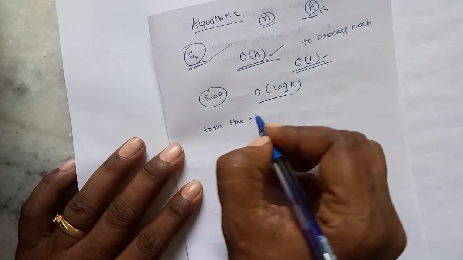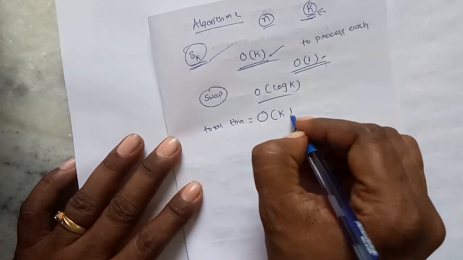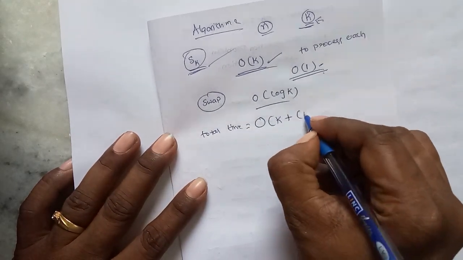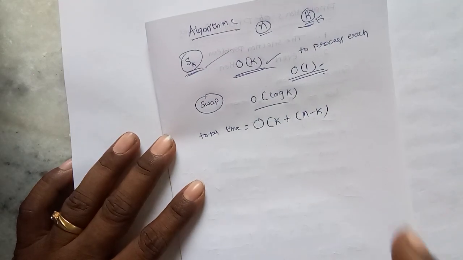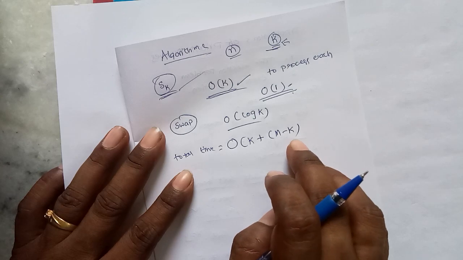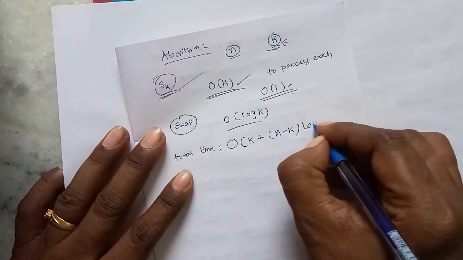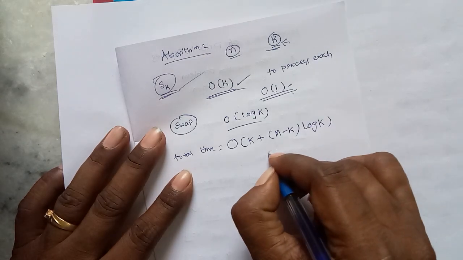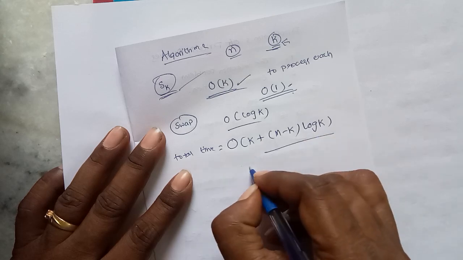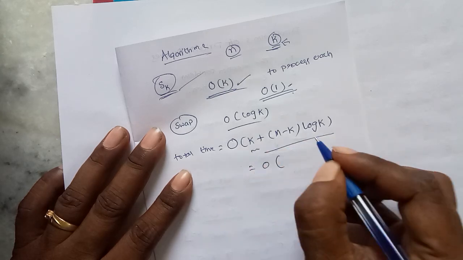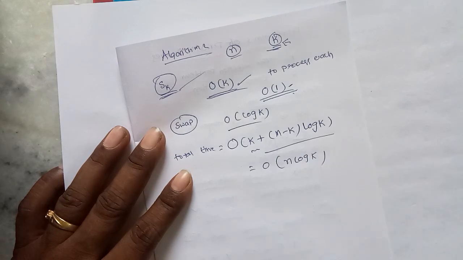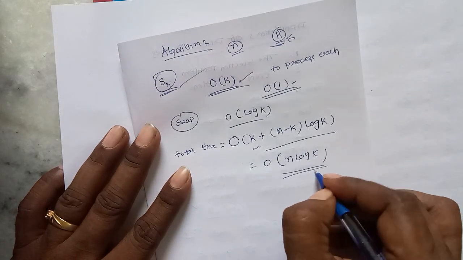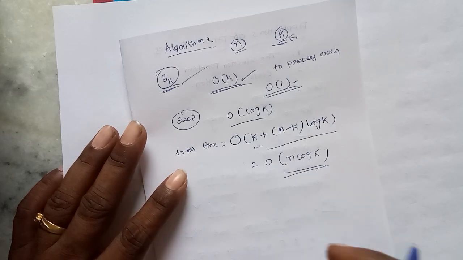Total time is equal to big O of k plus n minus k, because we are not using total n elements, we are using only k elements. N minus k into log k. That is simply, ignoring this term, big O of n into log k. This is the time complexity for the first example.